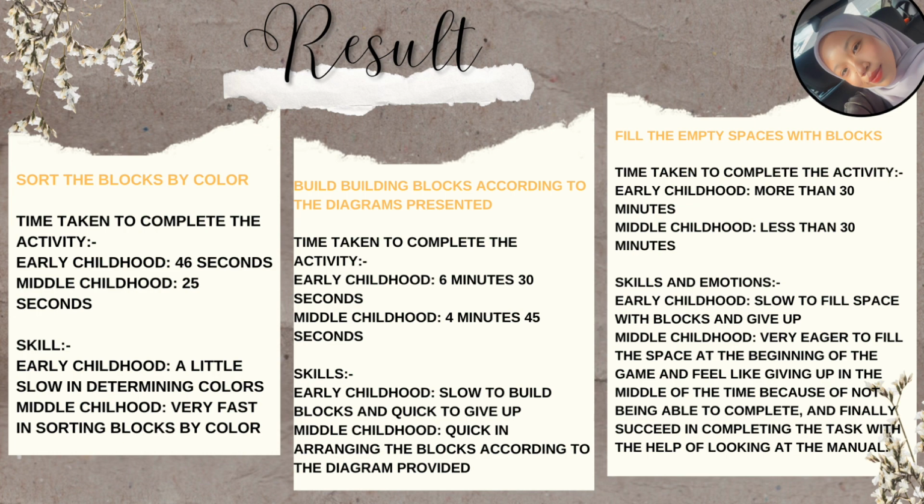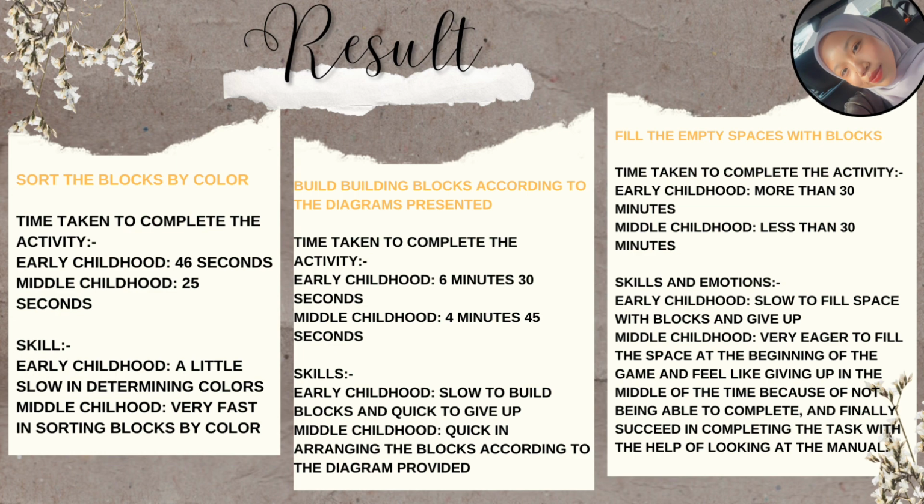Let's continue. The first activity is to sort the blocks by color. Through this activity, we found that the children in the early stage took 46 seconds of the time given, which is 5 minutes, while the children in the middle stage only took 25 seconds to complete the first task. This shows that for the first activity, early childhood is a little slow in determining the color, while middle childhood is very fast at sorting blocks by color.